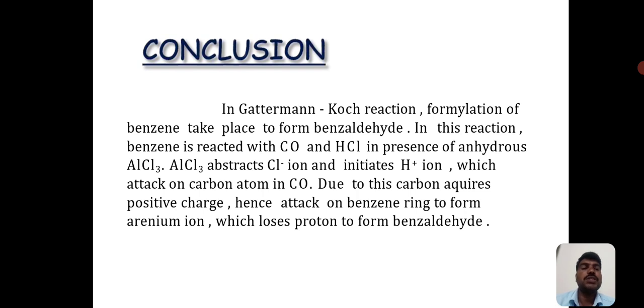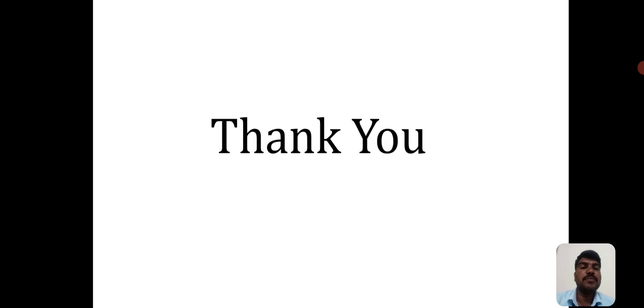Conclusion: in Gattermann-Koch reaction, formylation of benzene takes place to form benzaldehyde. In this reaction, benzene is reacted with carbon monoxide and HCl in the presence of anhydrous aluminium trichloride. Aluminium trichloride abstracts chloride ion and initiates H plus ion, which attacks the carbon atom in carbon monoxide. Due to this, carbon acquires positive charge, hence attacks the benzene ring to form an arenium ion, which loses a proton to form benzaldehyde. Thank you.